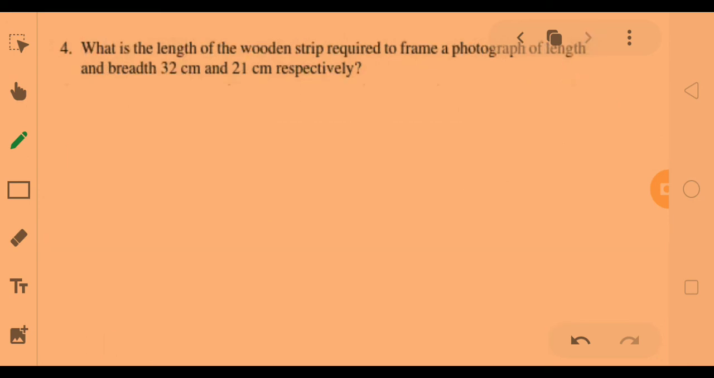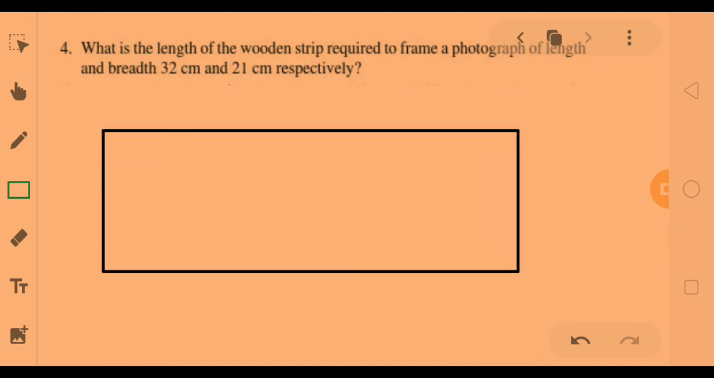One more problem is there. The next problem: What is the length of a wooden strip required to frame a photograph of length and breadth 32 centimeter and 21 centimeter respectively? So it is the shape. The shape of this photo frame is a rectangle. We need to calculate the wooden strip required to put a frame for this photograph.